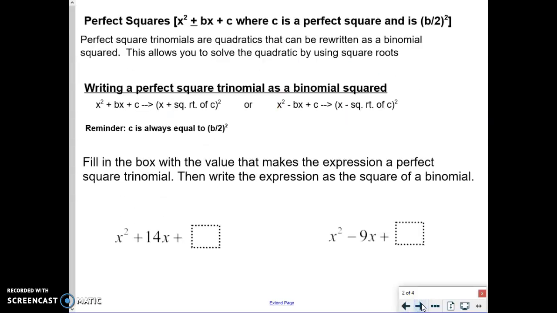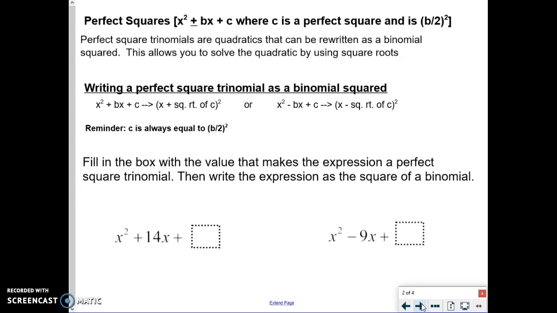What we are going to do today is create perfect squares out of quadratic trinomials. Now, perfect square trinomials are where it is x² ± bx + c, where c is a perfect square and c is also half of b, squared. So perfect square trinomials are quadratics that can be rewritten as a binomial squared, which allows us to solve quadratics by using square roots.